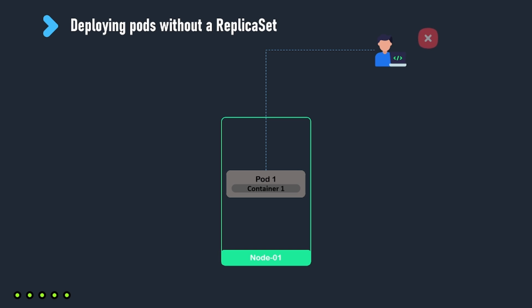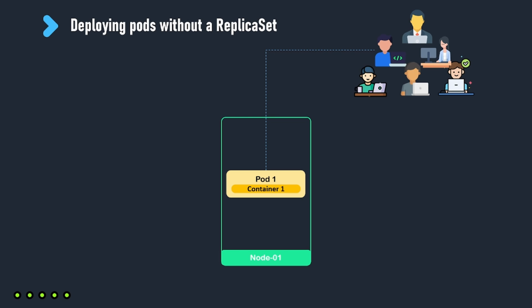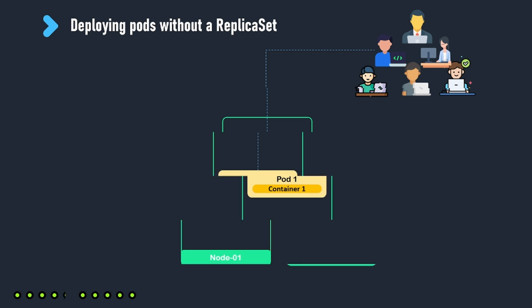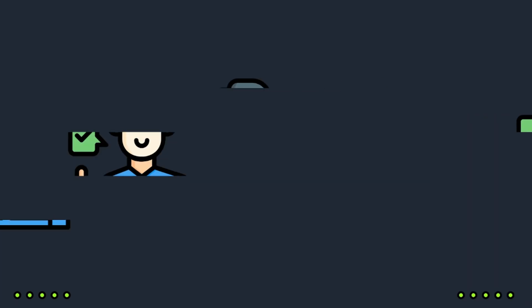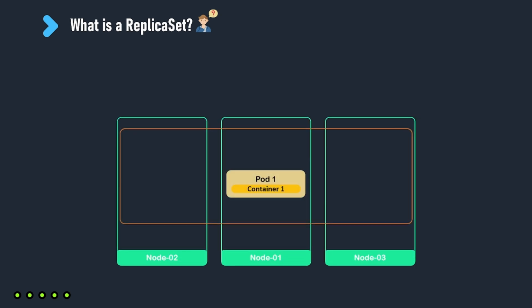Also, if the traffic increases and you need multiple instances of your application for load balancing and high availability purposes, this is not the right way to achieve that, because Kubernetes will create only one pod when applying the pod manifest file. The solution for all of these problems is to use replica sets. A replica set is a Kubernetes object that we can create in our cluster to deploy multiple instances of the same pod and to make sure that this number of pods is always available.